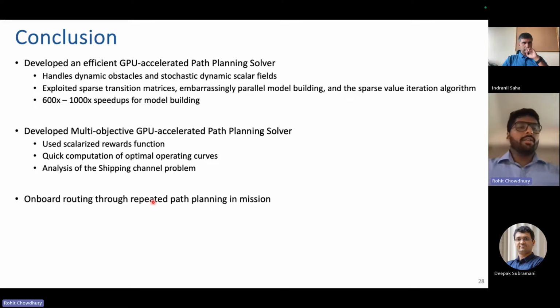A quick caveat is that onboard routing can also be done through this, as long as we can do this through repeated planning in the mission, as long as we have the compute resources on board.